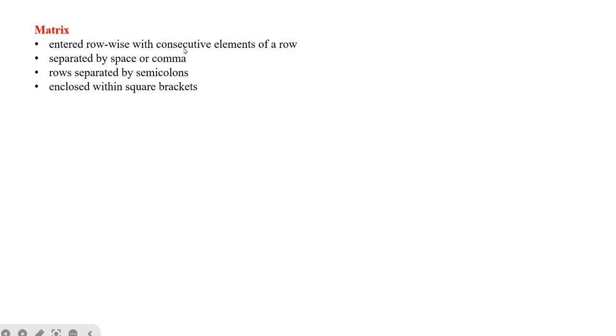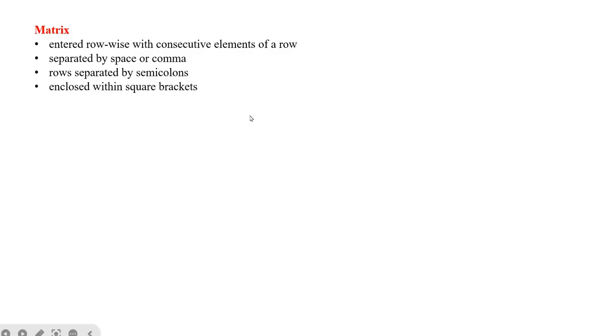So the matrix is entered row wise with consecutive elements of a row. It means that you have to enter the elements of the rows first. Suppose I am entering the elements of the first row. The elements must be separated by a space or a comma. You can put a space or you can put a comma in between the elements.